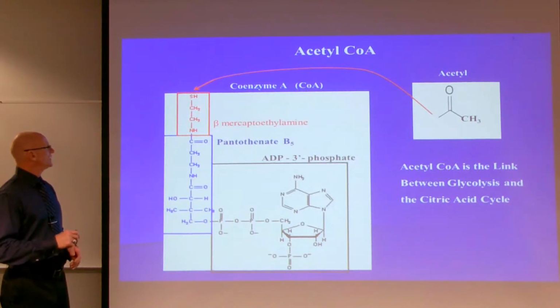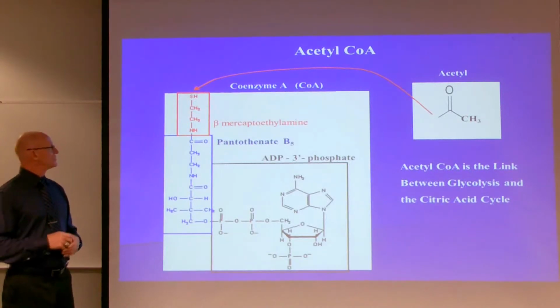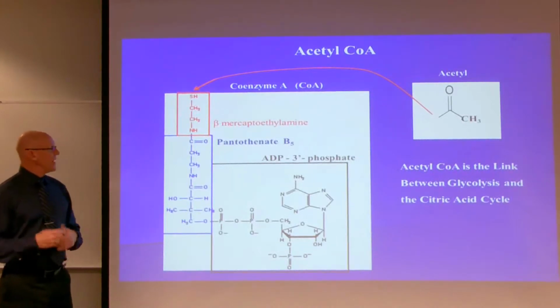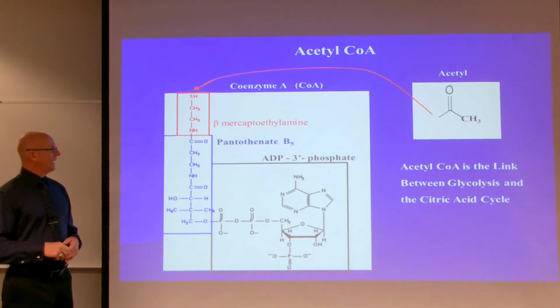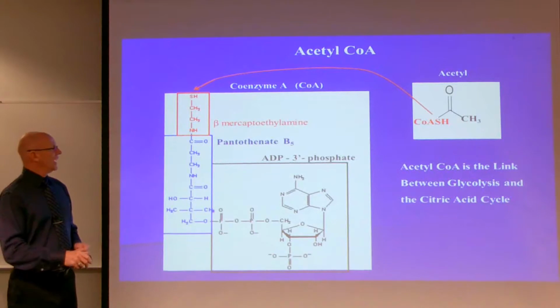And mercapto basically is a sulfur with the hydrogen. It's a sulfur atom. So that's mercaptoethylamine. Now, this is the coenzyme A. And what we're going to do, now that we have the acetyl built in the last step, this acetyl will bind to this sulfur. And oftentimes you'll see this as simply the acetyl-CoA.